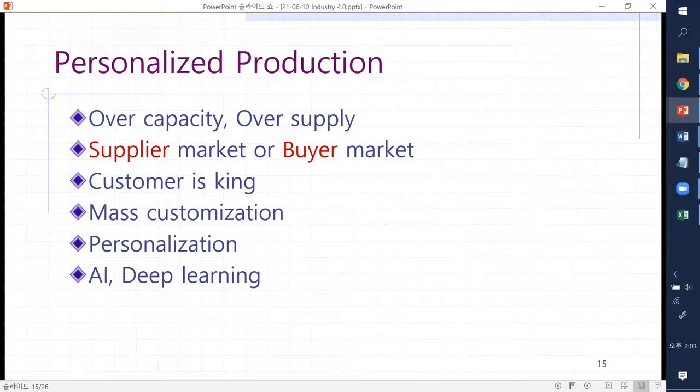Every human has his own interest, own taste. So producers or sellers need to meet the requirements coming from each customer. That is the reason behind mass customization or even personalization. To meet this situation, the suppliers depend more on AI and deep learning technology so as not to lose their market.